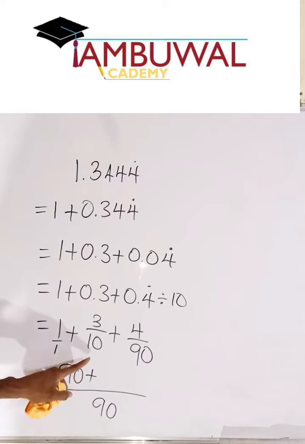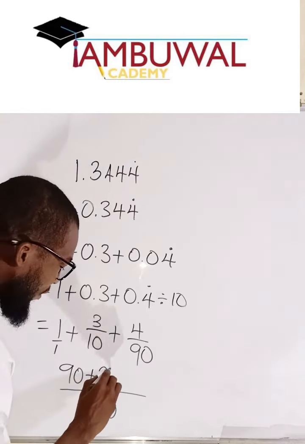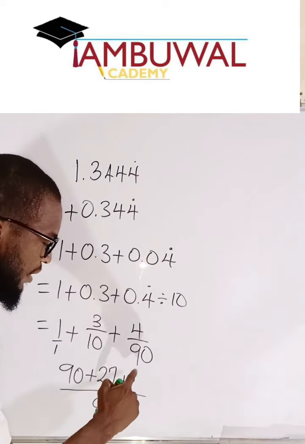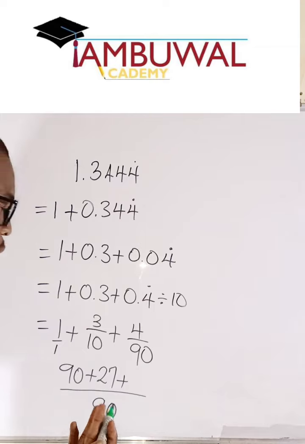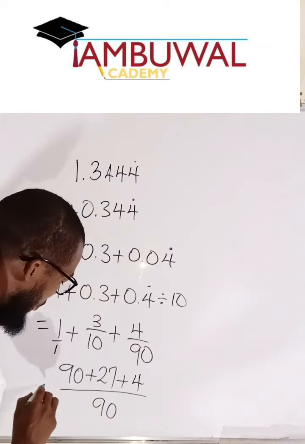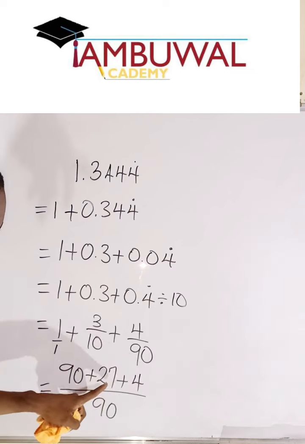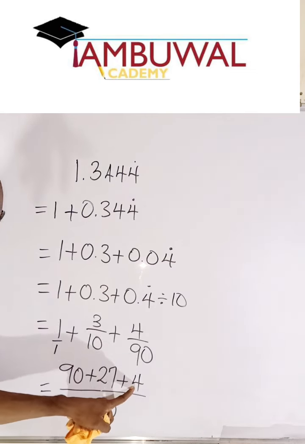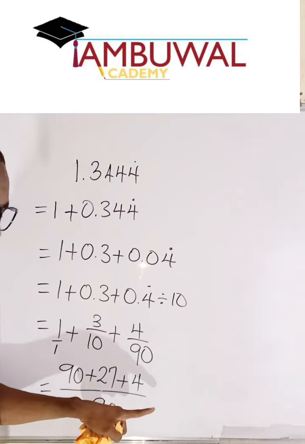Plus 10 into 90 is 9. 9 times 3, 27. Plus 90 into 90 is what? 1 times 4 is 4. Then all we need to do is to add all of these numbers together. Let me start from here. 27 plus 4 is 31. Then if you bring 10 here, you have 121, right?